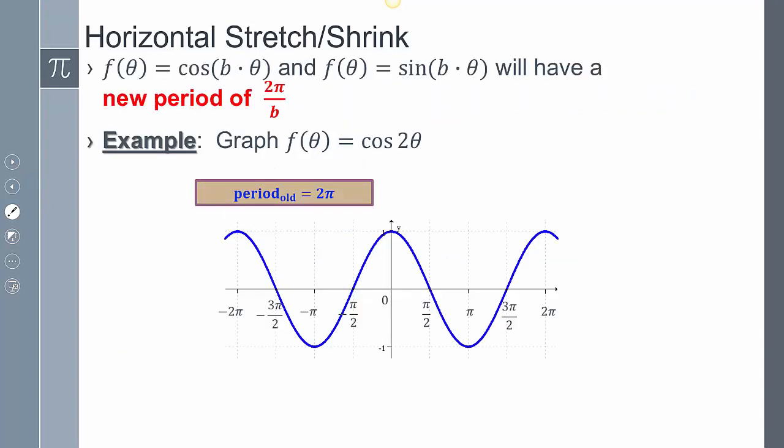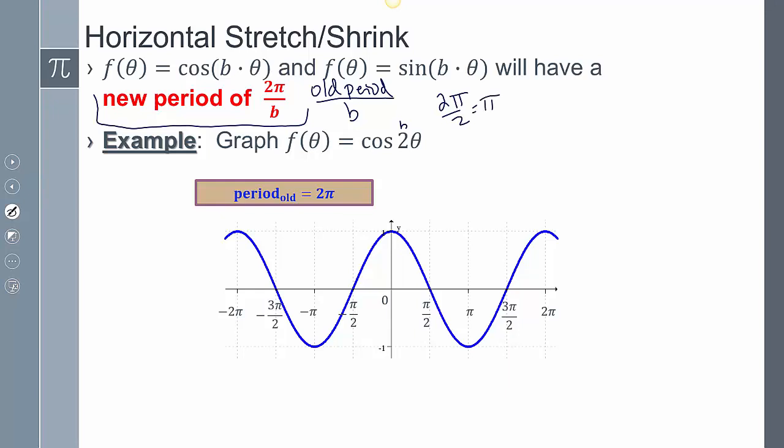So let's graph f of theta equals cosine of 2 theta. Examining what my cosine graph looks like, my original period is 2 pi. To find the new period, you're going to use the equation: it's the old period divided by b. If you divide the old period by b, that gives you the new period. In this case, my b is 2. So if I did 2 pi over 2, my new period is going to be pi.